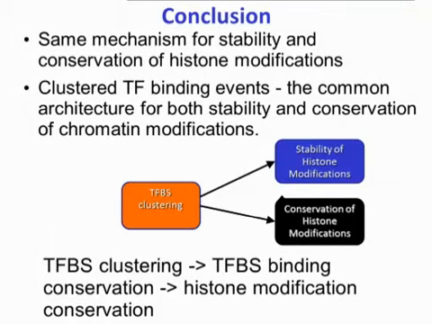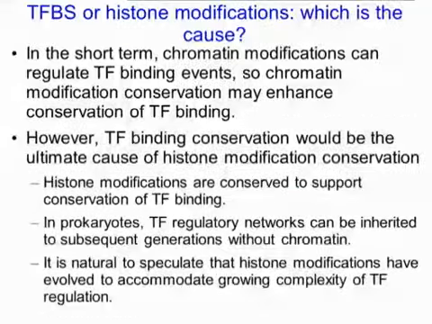Okay, so this is our conclusion. It seems that the same mechanism works for stability and conservation of histone modification. And we think TFBS clustering enhances stability of histone modification and also evolutionary conservation of histone modification. This is because TFBS clustering increases TFBS binding conservation and then histone modification conservation.